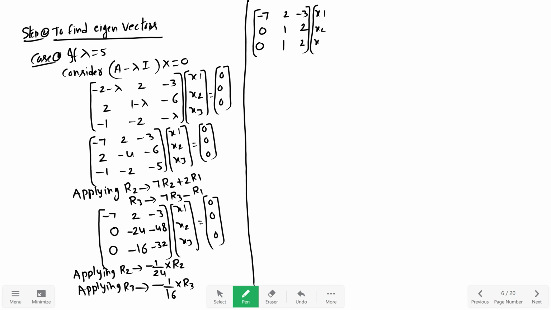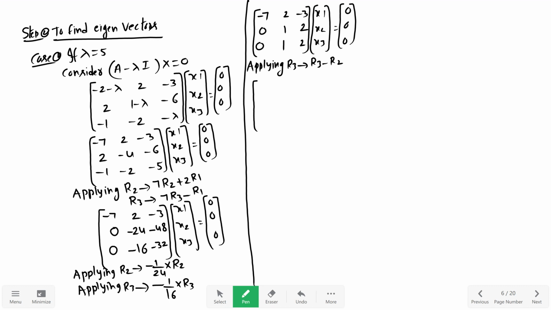X1, X2, X3 equal to 0, 0, 0. Step 1: make the first column's second and third elements 0 by using R1. Step 2: make the second column's third element 0 by using R2, to get echelon form. Applying R3 gives R3 minus R2.